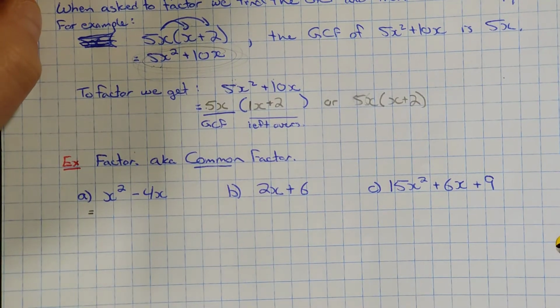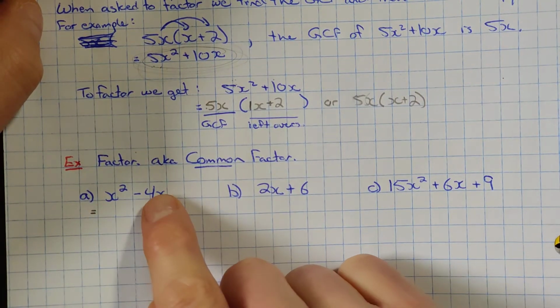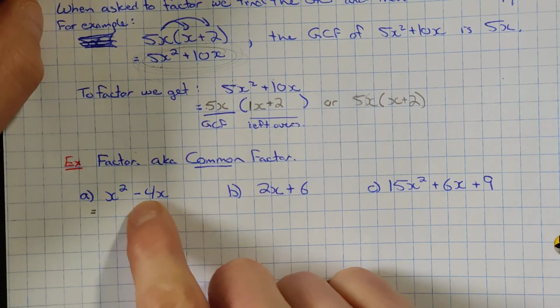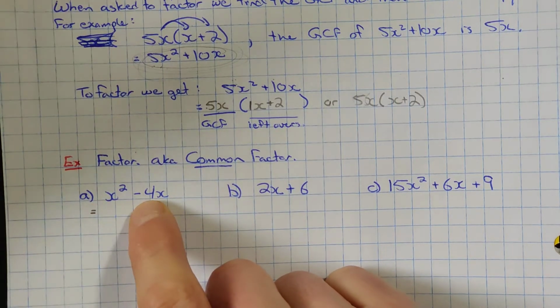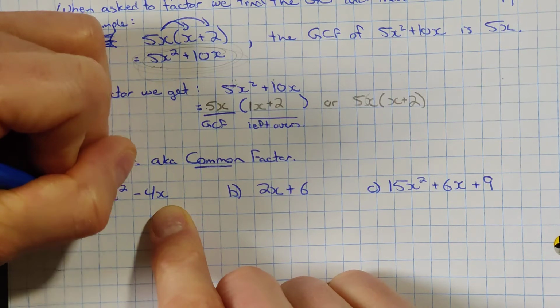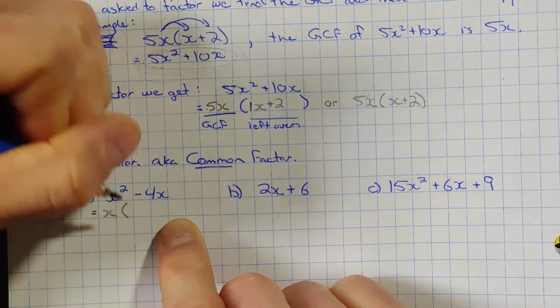But here we have x squared minus 4x. So we want to factor these. There's no numbers that are the same. No common factor for the numbers because, again, we don't worry about the 1. So it's just x squared and x. So that means the common factor is x. I put a bracket.